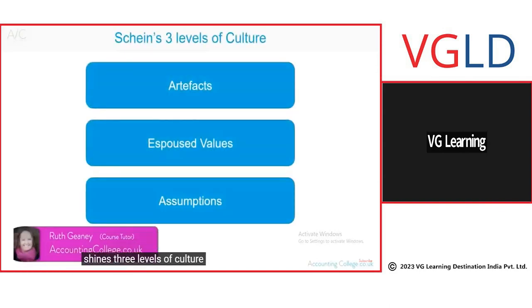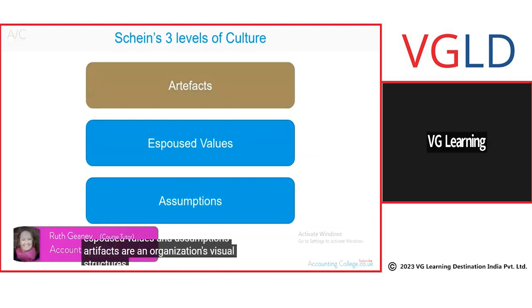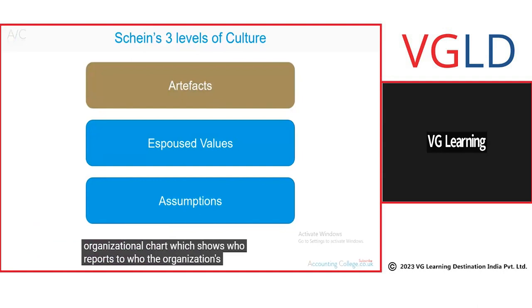Schein's three levels of culture: artifacts, espoused values, and assumptions. Artifacts are an organization's visual structures and business processes. Physical things seen, like the organizational chart, which shows who reports to who, the organization's dress code, office sizes, whether a manager has a personal assistant, and so forth. They give an immediate sense of the organization's culture.